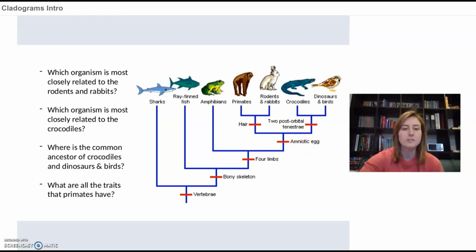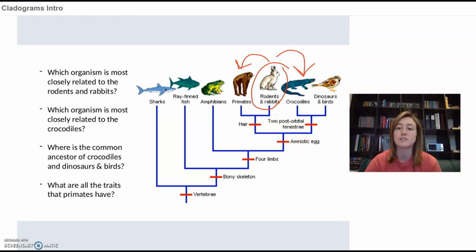So let's look at this first question. It says, which organism is most closely related to the rodents and rabbits? So first, I'm going to look at my cladogram and find rodents and rabbits. And I can see them right there. And I'm wondering which organism is most closely related. So remember, a cladogram is kind of like a family tree, and it shows us how these organisms are related to each other. So if I was to ask my students this, they probably would guess either the primates or the crocodiles because those are the two organisms that are right next to the rodents and rabbits. And that's a pretty good guess. That's pretty intuitive. But only one of these is correct.